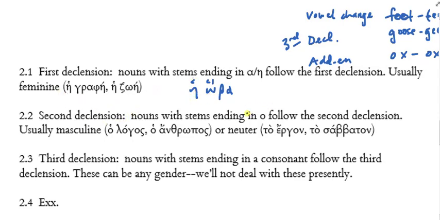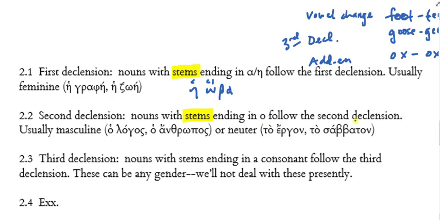Now, second declension nouns are nouns whose stem ends in omicron. And I want you to be very careful here. You might want to underline this or highlight it. I am not talking about the word ending with eta and alpha, and I'm not talking about the word ending with omicron. I'm talking about the stem. The stem is what ends with eta, alpha, or omicron. This will become meaningful here in just a few minutes, I hope. Okay? So if the stem ends in omicron, it's going to follow the second declension.